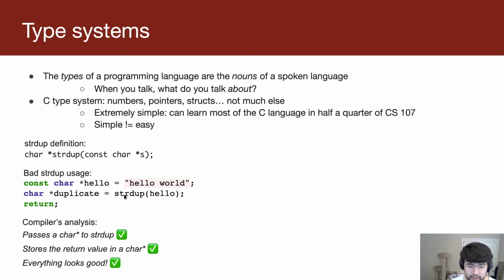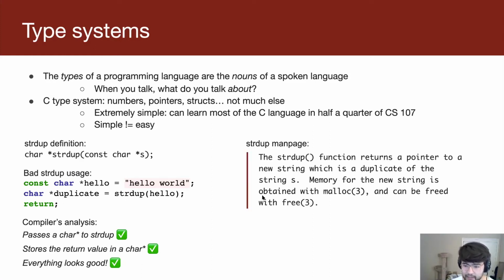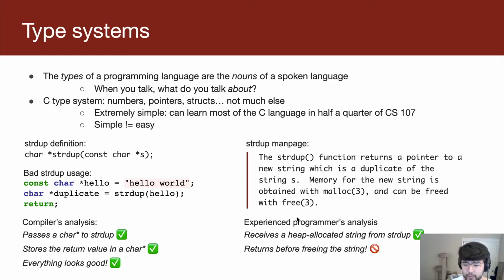But if you know something about strdup and you actually read the comment, it says it's allocating memory for a new string with malloc, and that memory should be freed with free. So an experienced programmer will look at this and say, okay, we are receiving a heap allocated string from strdup. That's this variable here, this duplicate variable. And then we return right away and we didn't free the string. An experienced programmer, based on what you know about strdup, can look at this and say, hey, that's not right. But the compiler doesn't see this.